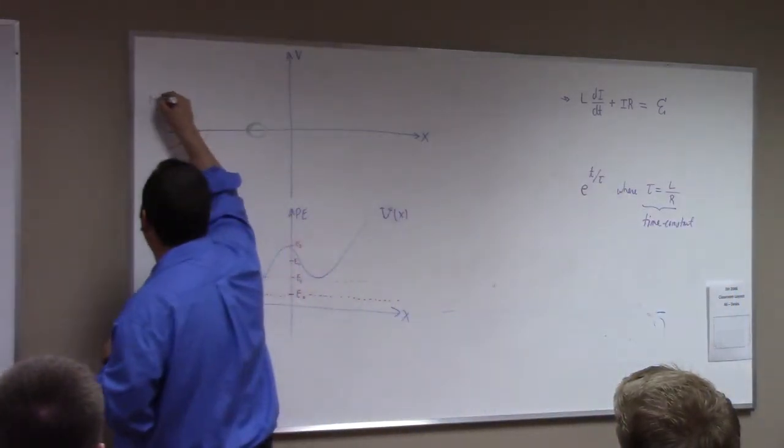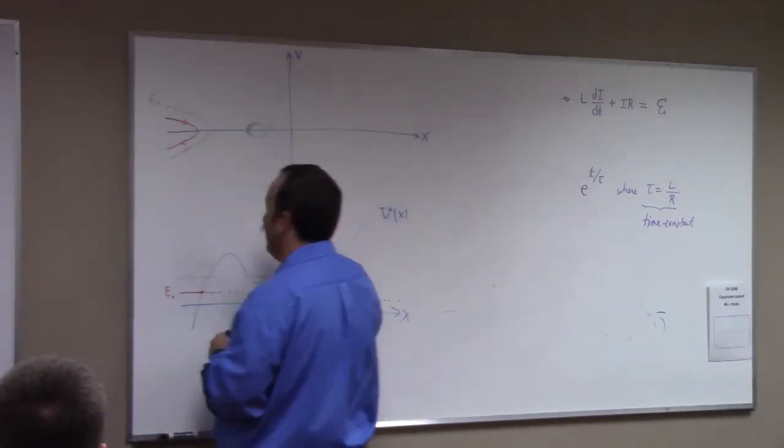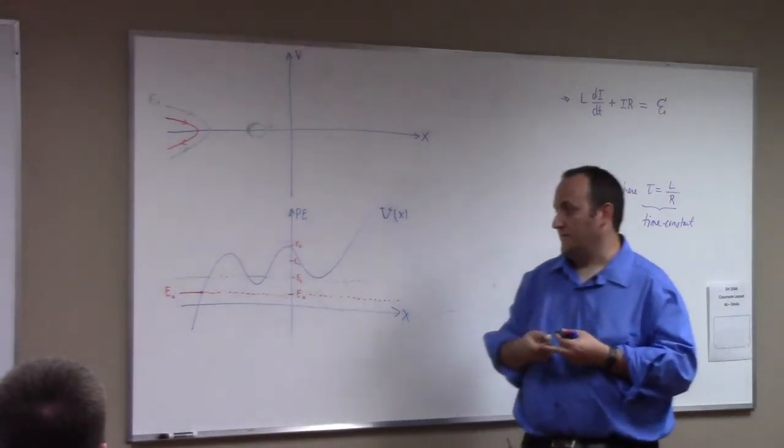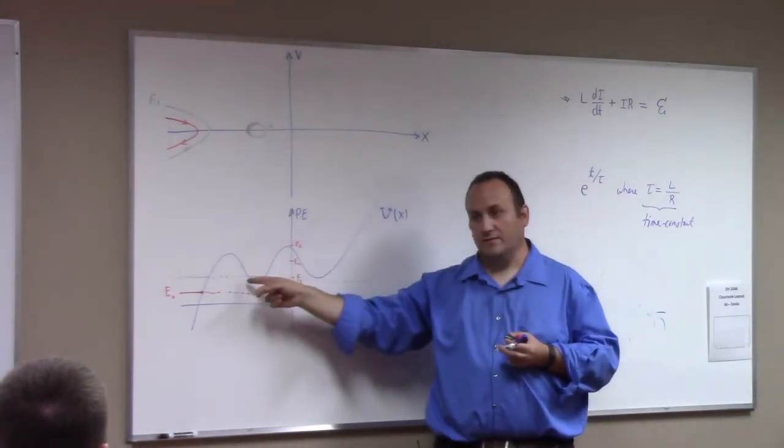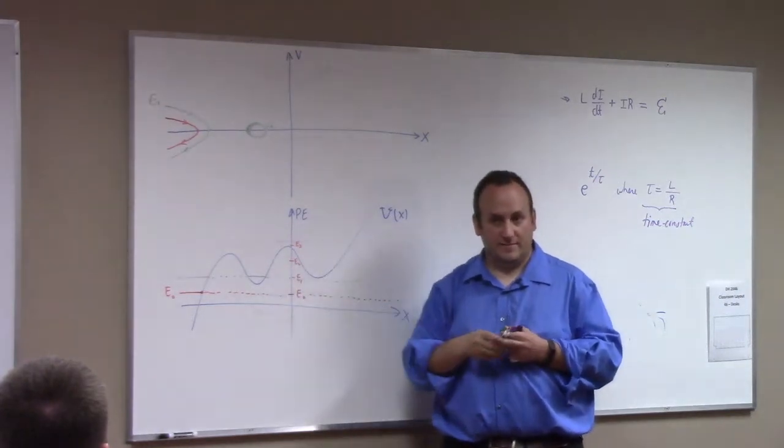Now, where you are will depend on what? It'll depend on where you start, right? If you start in this potential well with an energy E1, you're going to stay there. You're just going to bounce back and forth there, right?